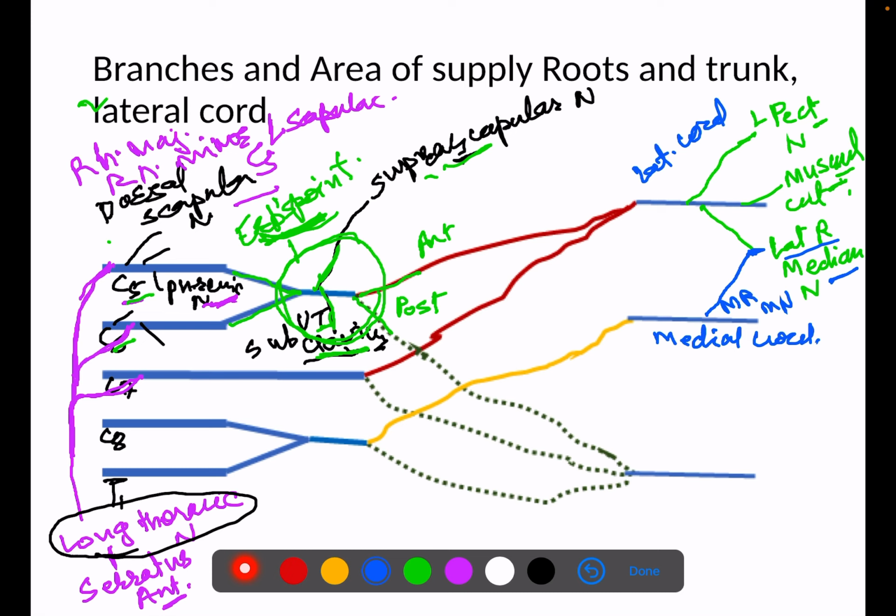Right. So I repeat the branches from the lateral cord. The branches are lateral pectoral nerve, which supplies the muscles of the pectoral region. Musculocutaneous nerve, where the muscular component is for the anterior aspect of arm and the cutaneous component is for the lateral aspect of forearm, and the lateral root of median nerve, which will join with the medial root of median nerve to supply the muscles of the anterior aspect of forearm, maximum muscles, and a few muscles in the anterior aspect of palm. So these are the branches and area of supply of root, trunk and lateral cord.